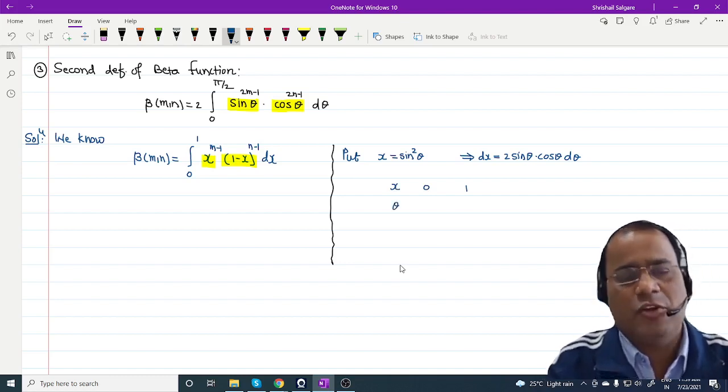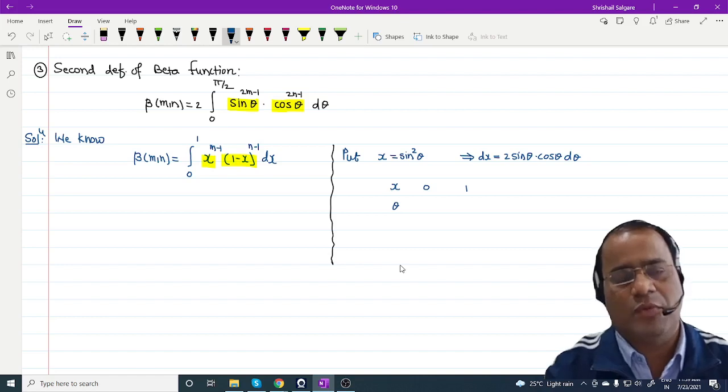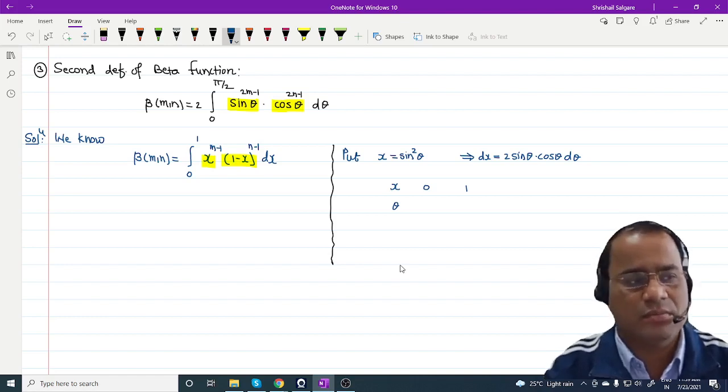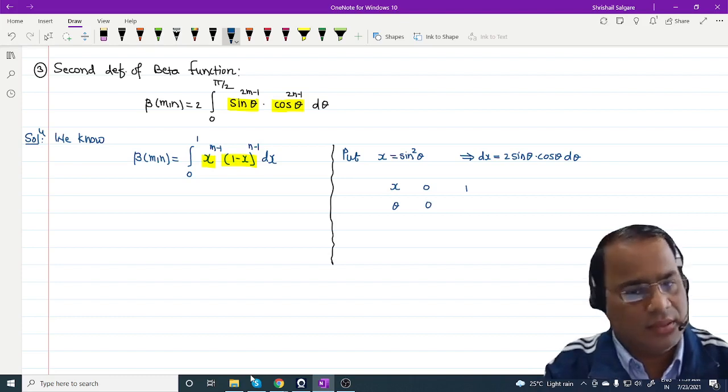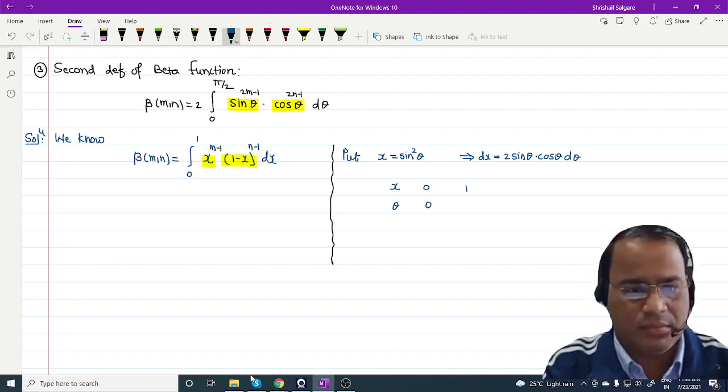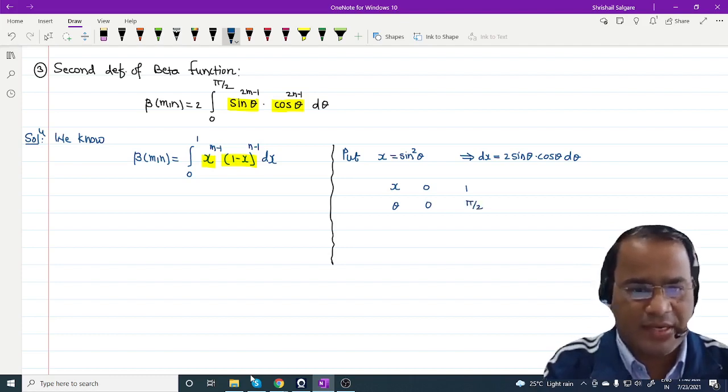For what value of theta is sine 0? Quickly. For what angle is sine 0? 0. Yes, sine 0 is 0. For what angle is sine 1? 90, that can be written as pi by 2. Those are the required results. If you refer to the required results, 0 to pi by 2, you are getting the required limits 0 to pi by 2.